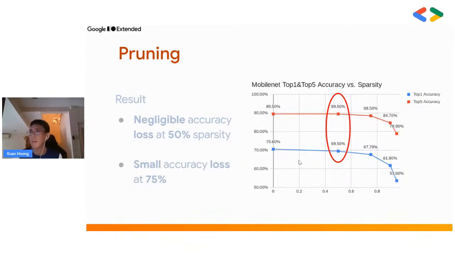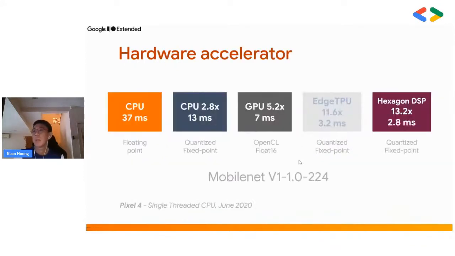without sacrificing the accuracy. The last thing that you will have for mobile devices is that you can optimize for your hardware accelerator. So this is a normal CPU using your normal computer. The processing latency is about 37 milliseconds. If you use a better CPU with quantization, you improve to 13 millisecond latency. Of course, if you have a high-end GPU, the latency is 7 milliseconds.